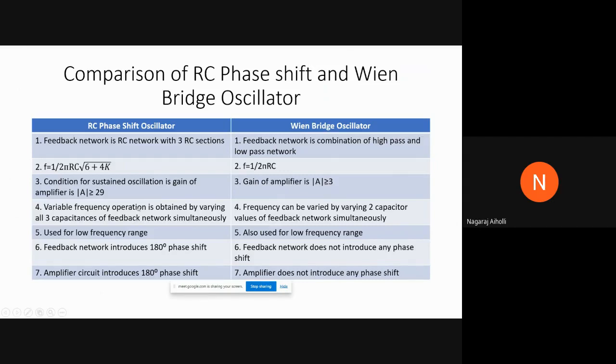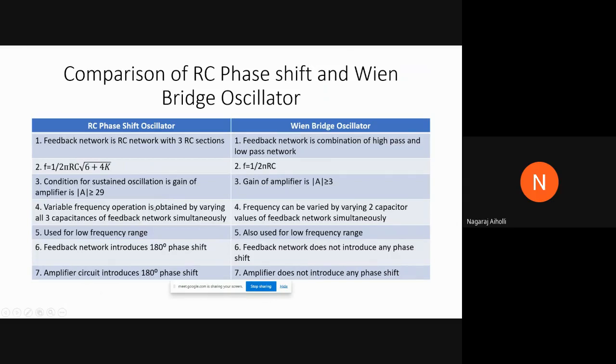Variable frequency operation is obtained by varying all three capacitor values simultaneously in the RC phase shift oscillator, whereas in the Wien bridge oscillator the frequency can be varied by varying two capacitor values, because it consists of only two RC sections, one series RC section and one parallel RC section. So the frequency can be varied by varying the capacitor values in the two RC sections in the feedback network simultaneously. The RC phase shift oscillator is used for the low frequency range. The Wien bridge oscillator is also used for low frequency ranges.